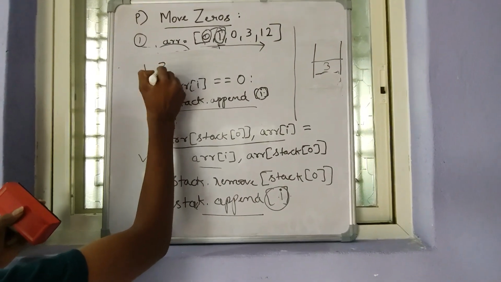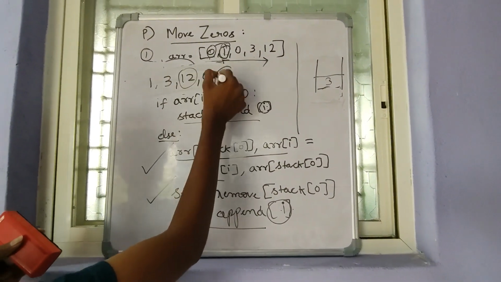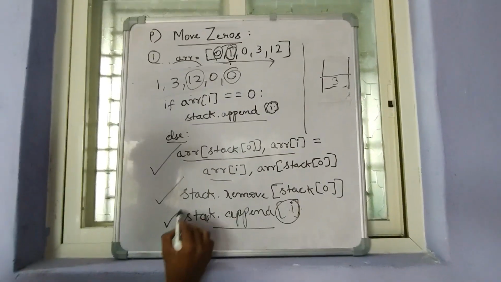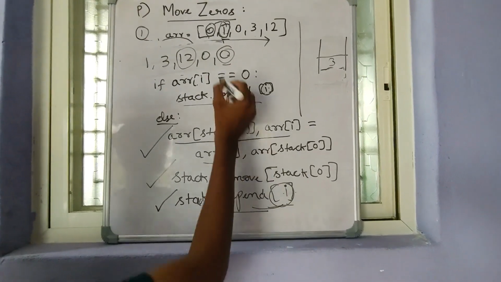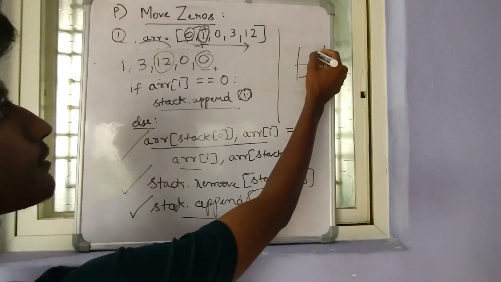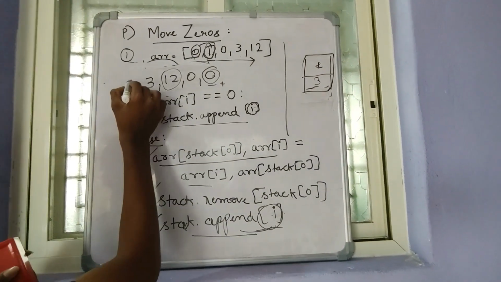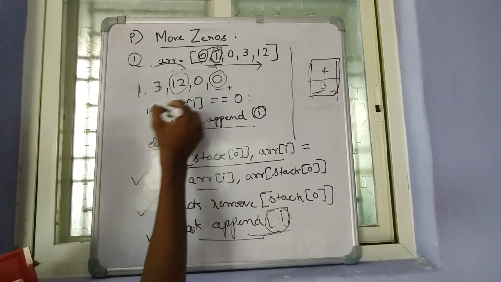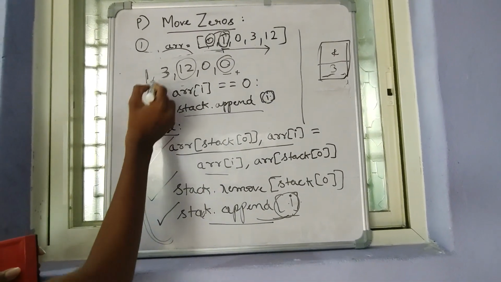The swapped array will look like 1 3 12 0 0. You have swapped these two. Again, at last you have to append this index, the 12th element index. 12th element index is 4. You have to append this 4. After completing traversing each and every element, you just have to return this array.